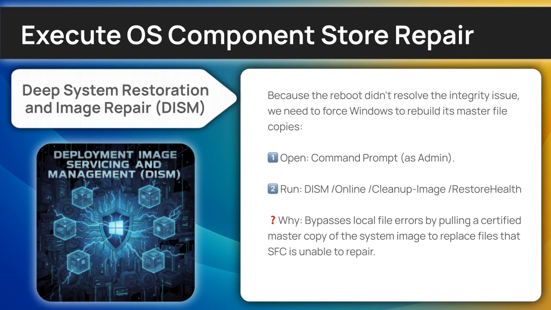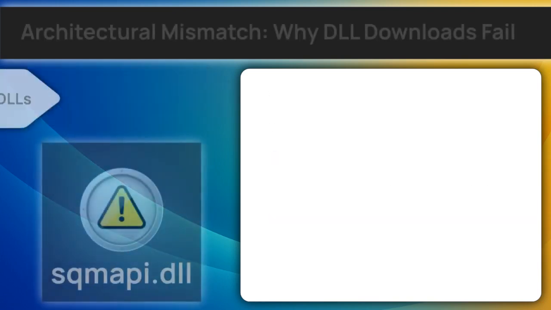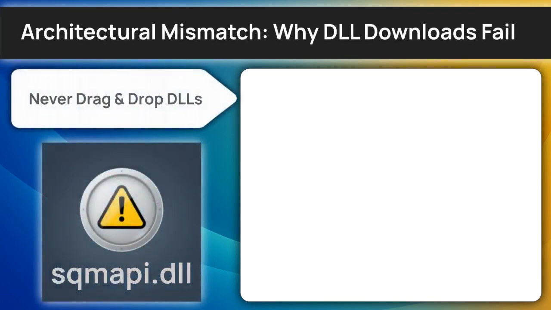Why are we doing this? Well, it bypasses local file errors by pulling a certified master copy of the system image to replace files that SFC is unable to repair. To prevent any secondary issues, I recommend a cautious approach to downloading individual system files.